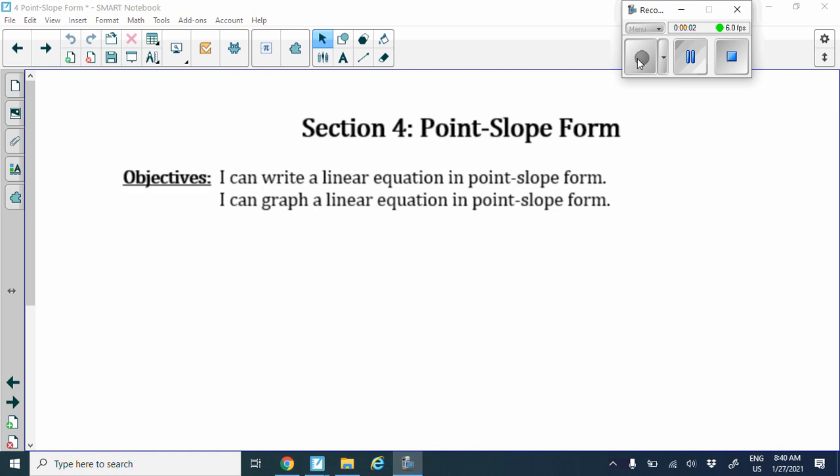Hey guys, so here's the notes for section 4. We're going to be talking about point-slope form. So you'll be able to write a linear equation in point-slope form and graph a linear equation in point-slope form.